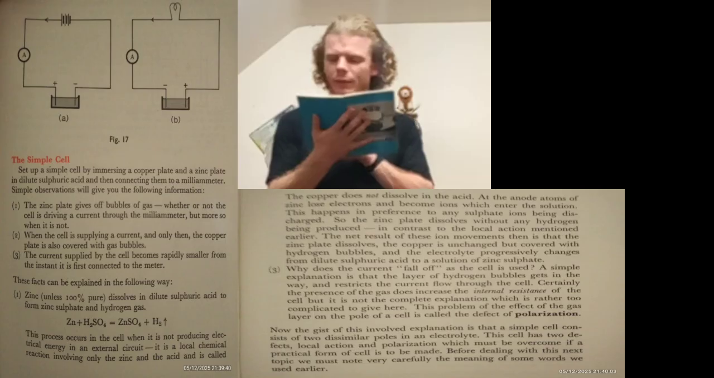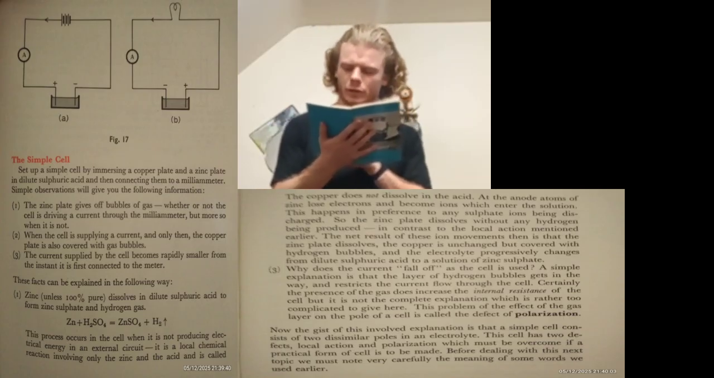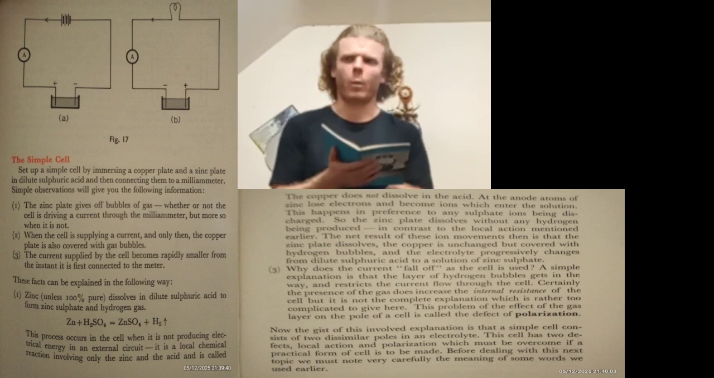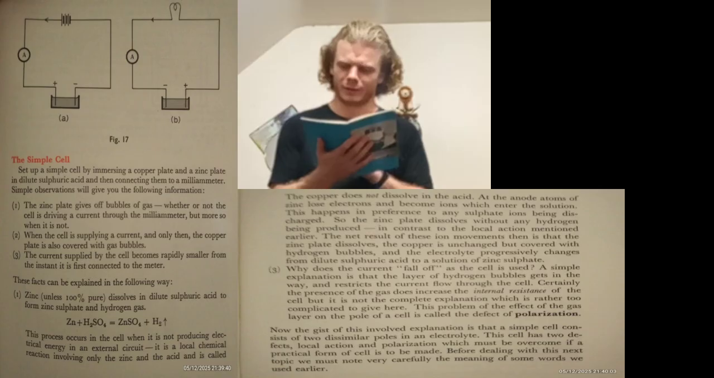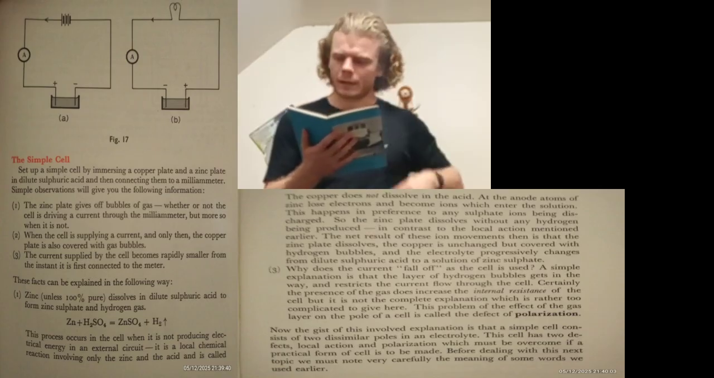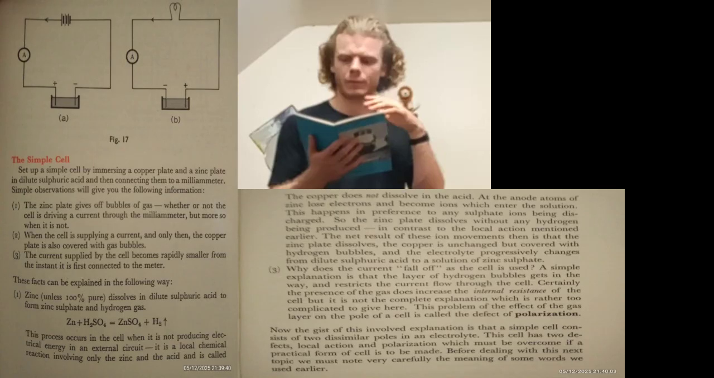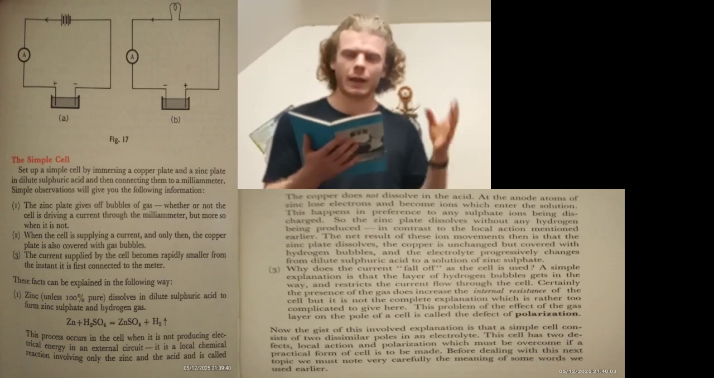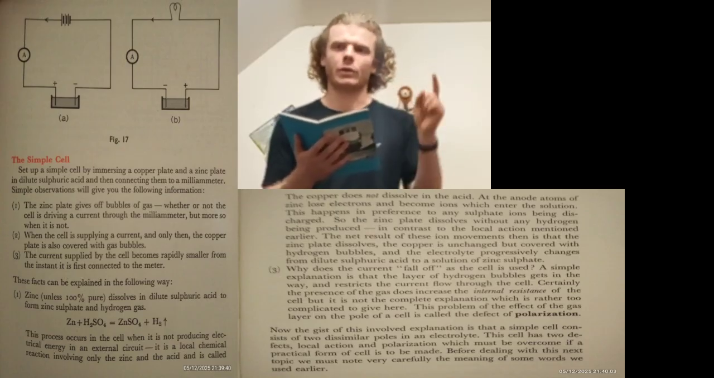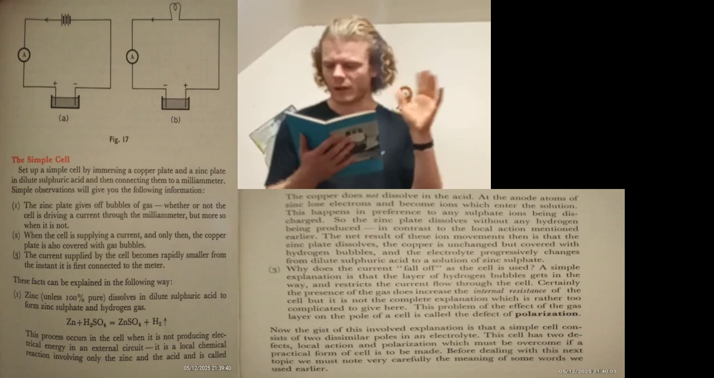This problem of the effect of a gas layer on the pole of a cell is called the effect of polarization. Why is it called polarization? Okay, it is for now too complicated why the current falls off. But one part of it is because of the bubbles, a little amount of it, and that is called the effect of polarization.